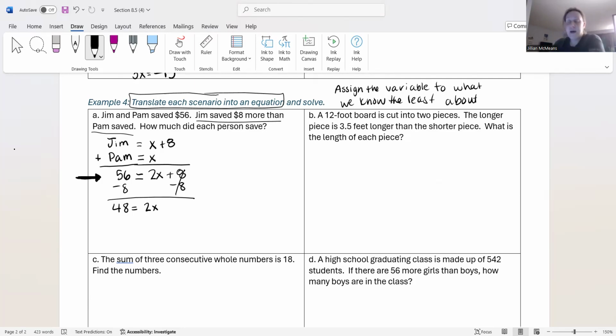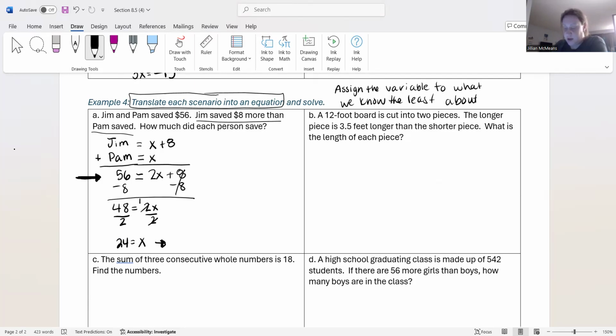Okay? So we've isolated the variable term. We have it equal to a constant. Now we need to isolate the actual variable itself. So this means we need to undo the multiplication of 2 and x. We undo multiplication with division. So on the left, we get 48 divided by 2, which is 24. On the right, 2 divides into 2 one whole time, so we just get 1 times x, or x.